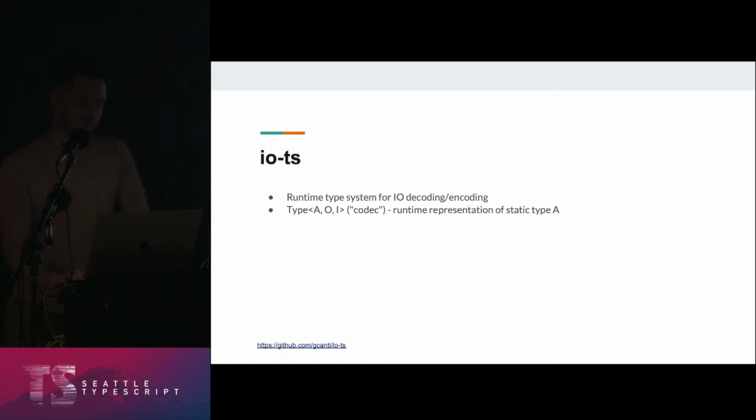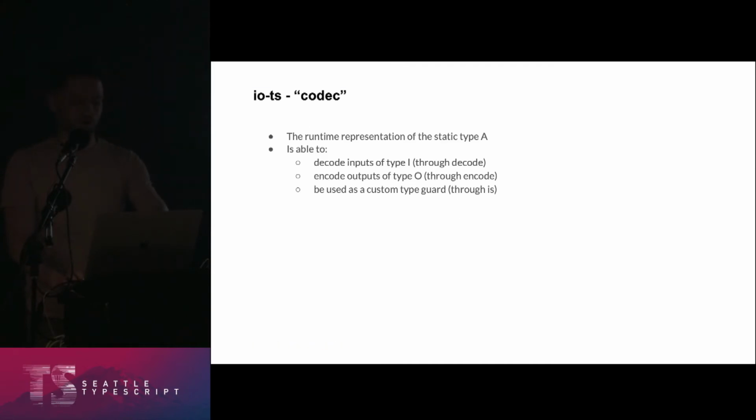And they use something called a codec. For each of your interfaces or records, you generate what's called a codec, and it's a runtime representation of type A, as you saw here. So there are three types here: A is the actual type, O is for output, and I is for input.